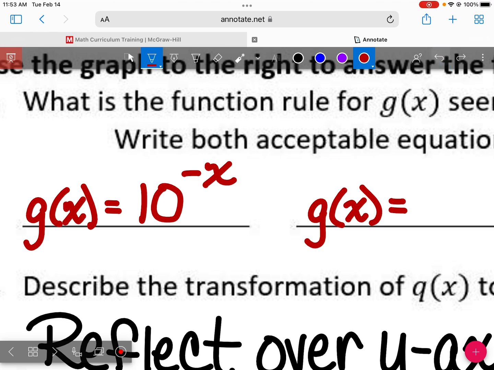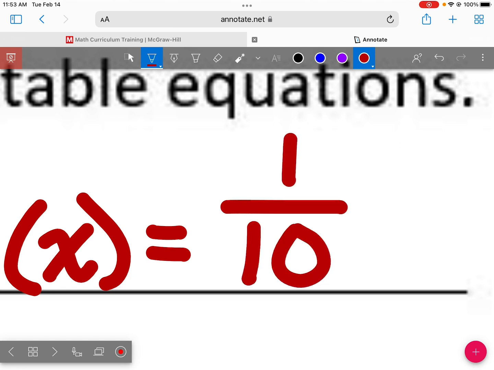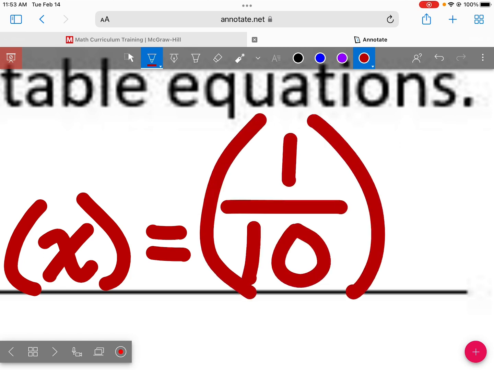So the other way that we could write the exact same equation for this graph, two different ways of writing that function rule. I can do 10 to the negative x, so same base, but to a negative power, that'll make it decay, or 1 over that base to the power of x.